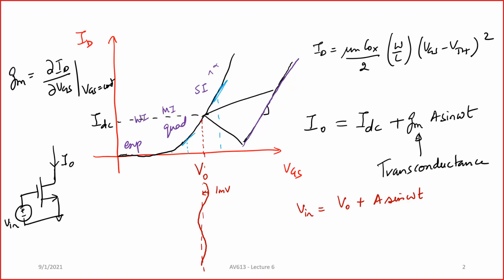If I'm biasing it here, my slope will be different, okay? So every point will have a little different slope, every bias point will have a different slope, right? So if we differentiate this particular curve, what do we get, right?